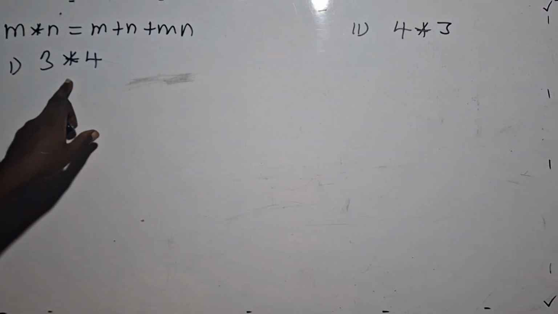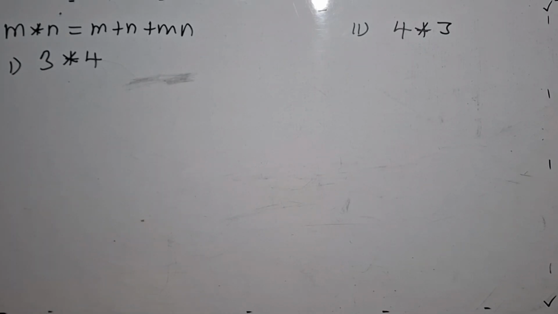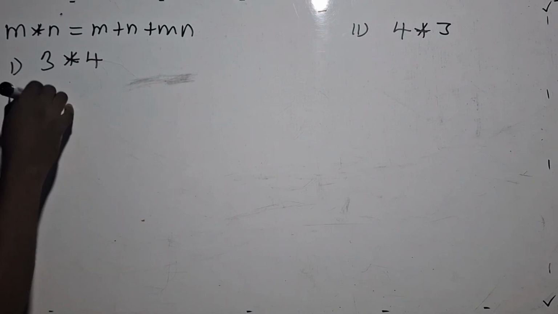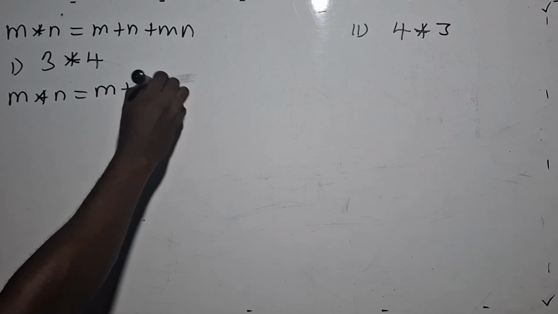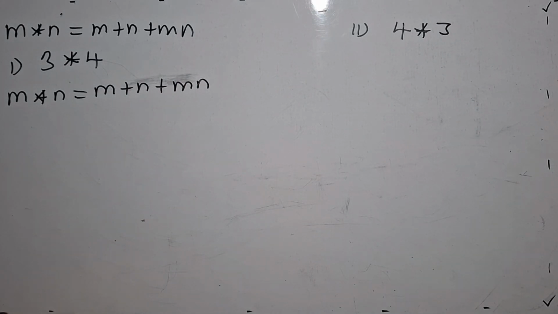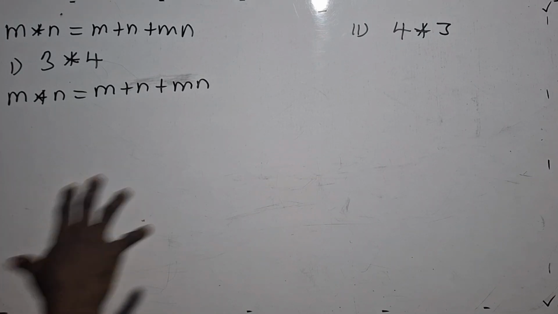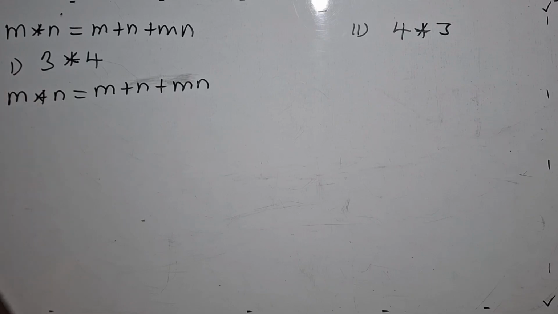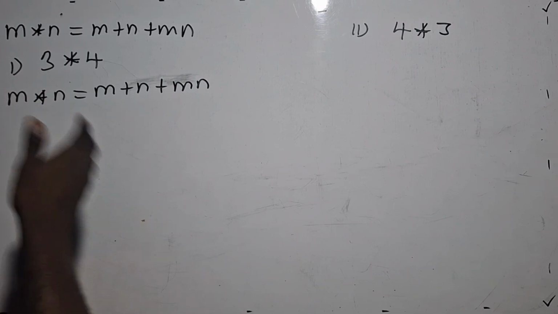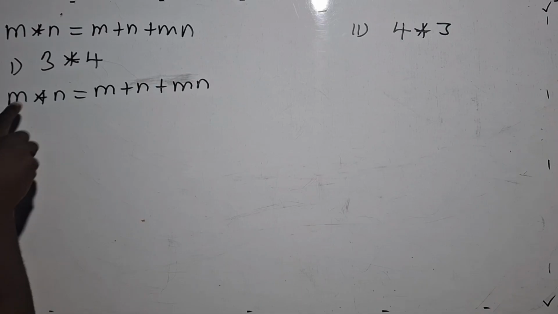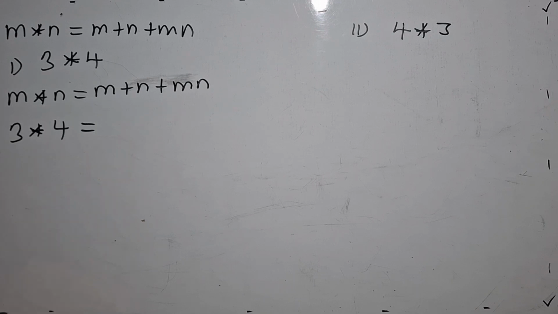We have used this operation to combine the 3 and the 4, so we are to apply this rule in solving this. Let me repeat the rule: m plus n plus mn. What you have to understand is first thing first: the first letter takes the first number, then the second letter takes the second number. So here we have m and n, and we have 3 and 4. It means that the m will take the 3, then the n will take the 4 with this rule.